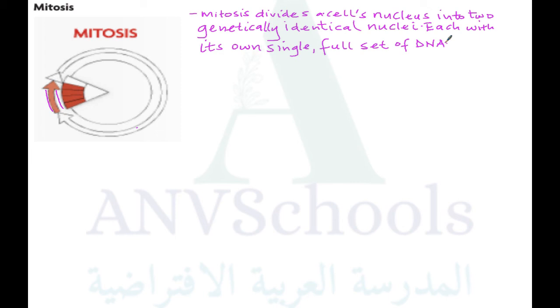This process occurs in all your body cells except those that form eggs or sperm, the gametes. Those do not go through mitosis, but through another type of cell division referred to as meiosis. So this process occurs in all body cells, as I have said.